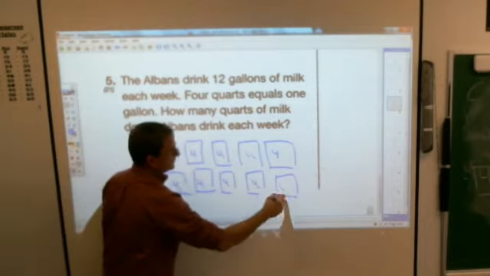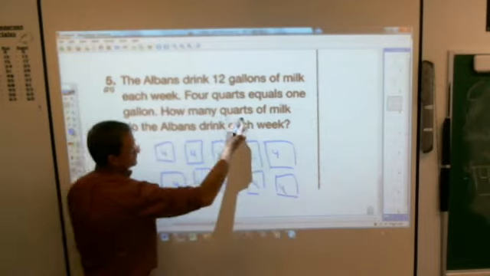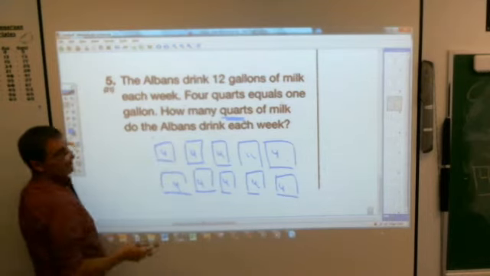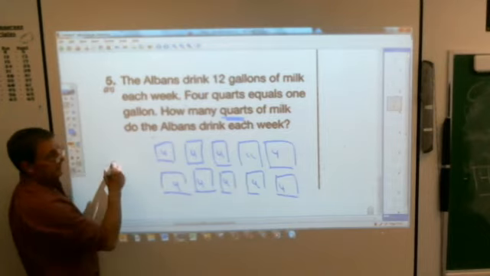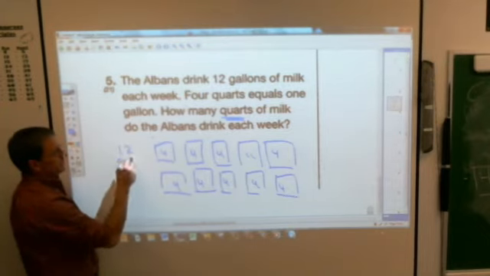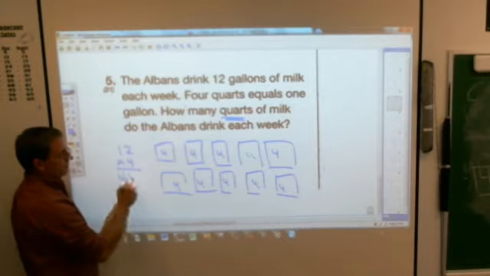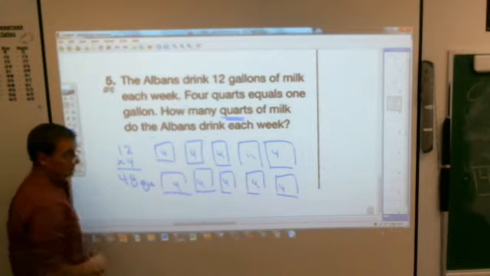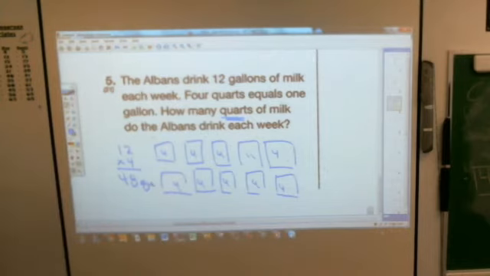And the question asks you, how many quarts do they drink in a week? So what would you do? You could either add 4 together 12 times, or you could take 12 times 4. They would drink 48 quarts. Because each gallon is equal to 4 quarts. And again, see in the pictures there, a lot of times it just makes it a little more clear because everybody sees 4 and 12 and then they think they divide by 4, they get 3 for an answer, but they obviously drink more than 3 quarts each week because they drink 12 gallons.